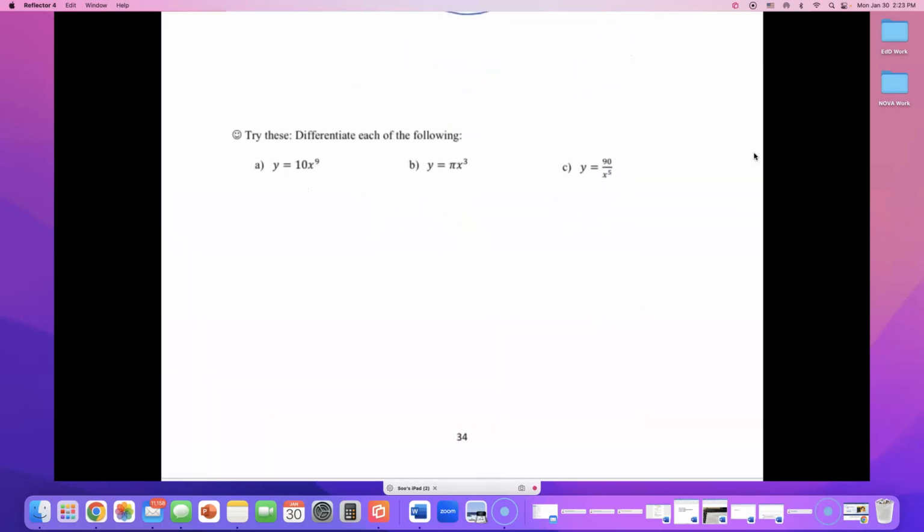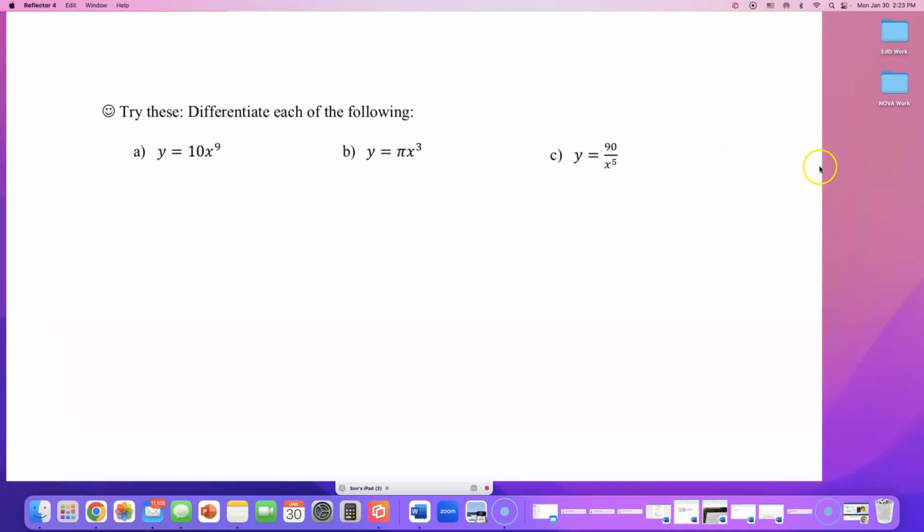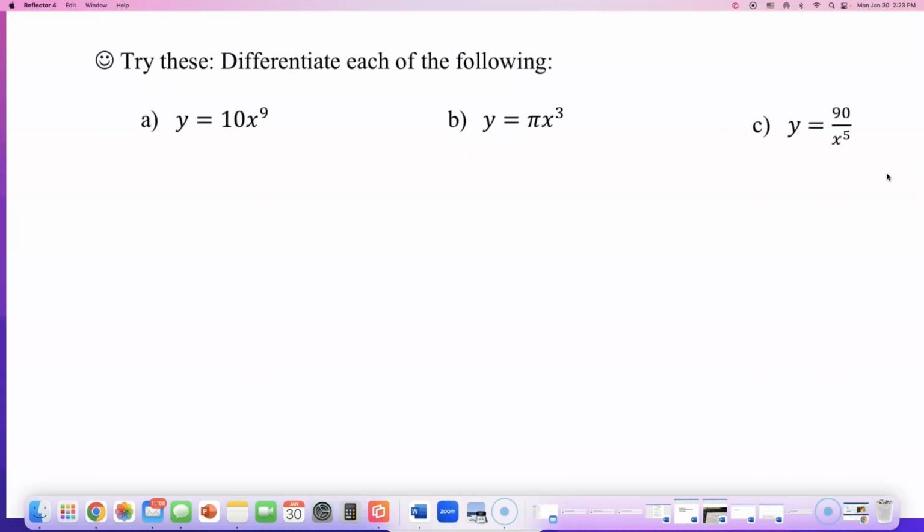Okay, back over here. Well, it says try these, okay? So maybe stop the video and try them. I'm going to show you the answers in just a second, okay? All right, say that you try them. What did you get for your answers? The first one, this has to be y prime equals 90 x to the 8th power, okay?